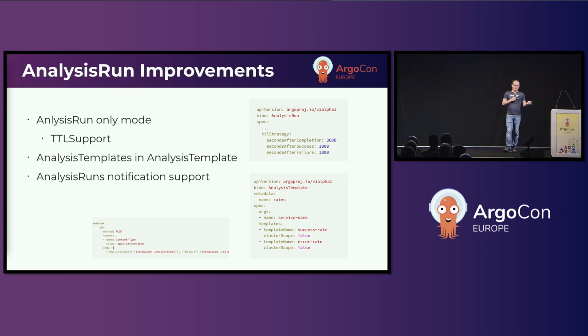Analysis templates within analysis templates give admins of Argo Rollouts ways to do more separation of concerns, so an admin can create a library of templates that service teams can then subscribe to, which is a great feature to have. And last but not least, analysis runs are now supported as data for the notification engine. So when you want to send a notification about your rollout, you can include data from the analysis run itself in that.